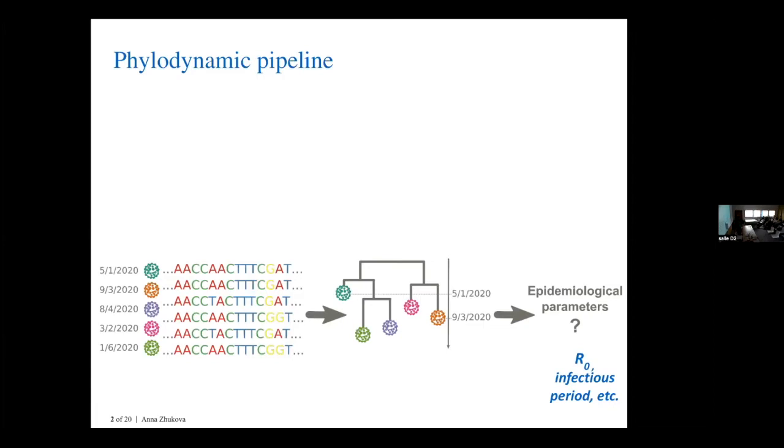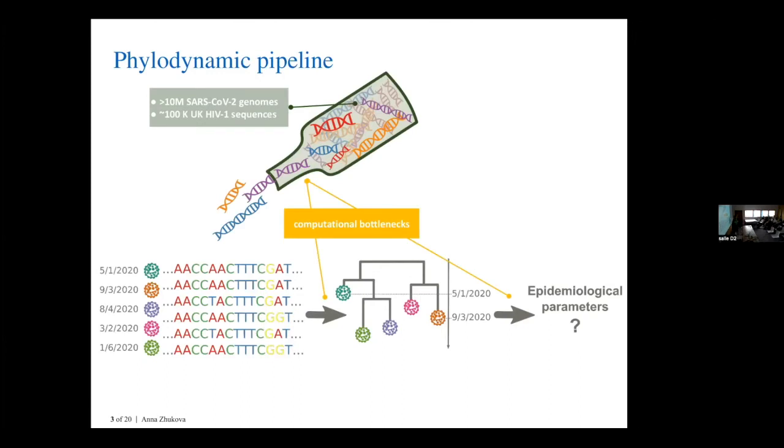However, while the sequencing has been advancing at a tremendous speed in these years, and for example for SARS-CoV-2 we have more than 10 million sequences available, the computational methods involved in this pipeline haven't yet caught up with the sequencing speed. And there are computational bottlenecks that are limiting the tree reconstruction step for very, very large data sets, and also bottlenecks for the estimation of epidemiological parameters from large trees. And so in this talk, I'm going to focus on the second bottleneck and propose some solutions.